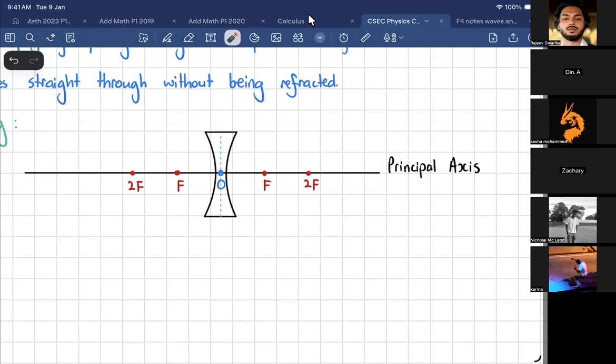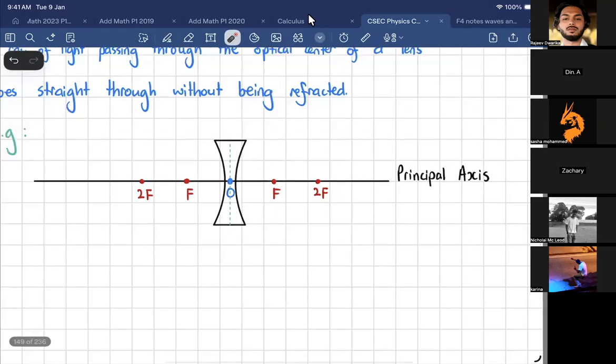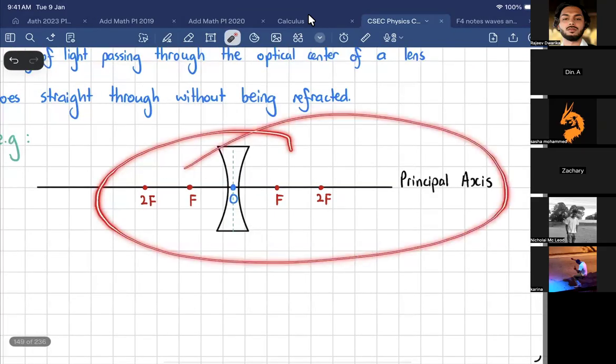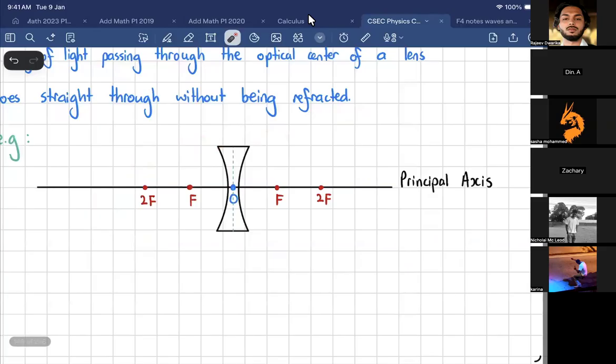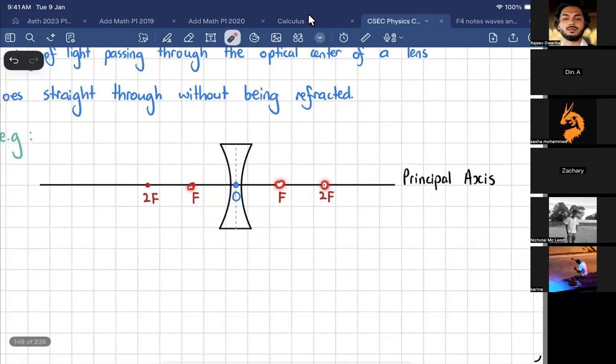So, Danelle, let me know if this is very confusing. I put on a divergent lens. I have a line here passing through the center called the principal axis. The point in the middle, I call it the optical center. And I have some focal points over here. Let me know if you understand that. Yes, I understand. All right.